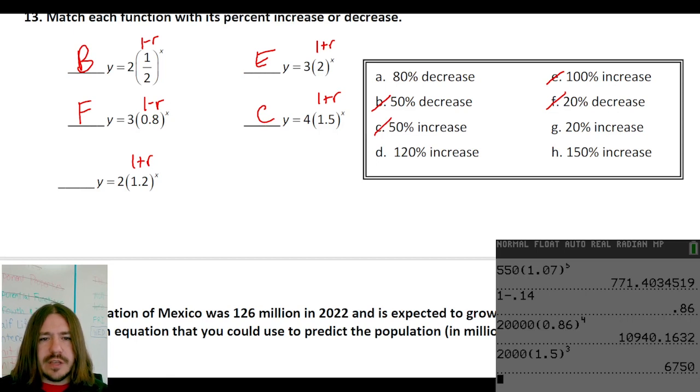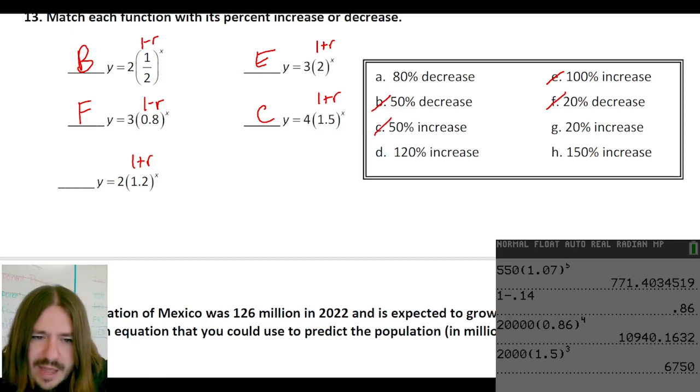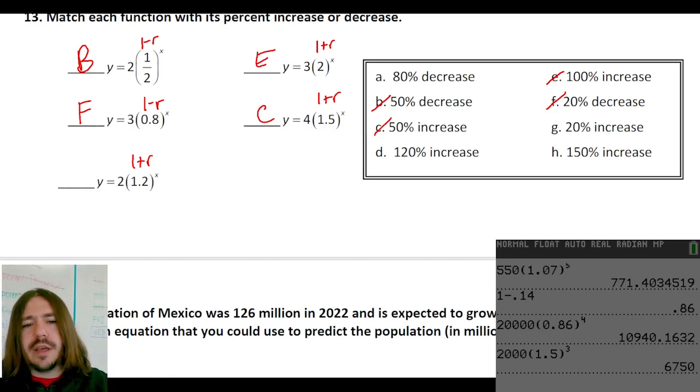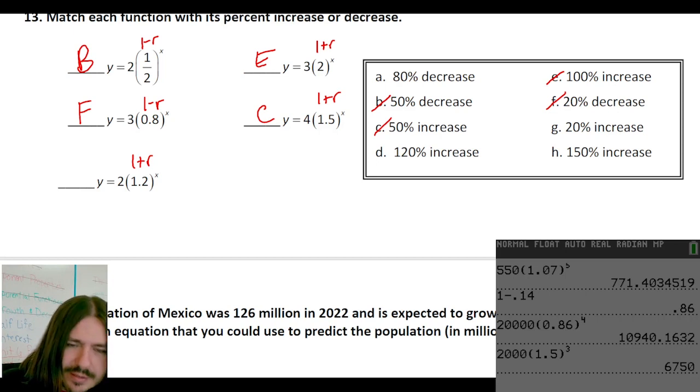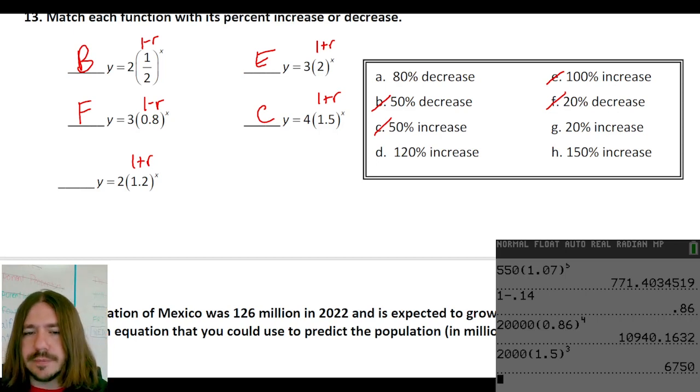And then for this last one here, we've got 1.2, which is exactly 0.2 away from 1. And since it's above 1, we know it's growth, so it's going to be an increase. So we should have a 20% increase. That means this last blank should be G. So that's all in number 13. Let's move on to number 14.